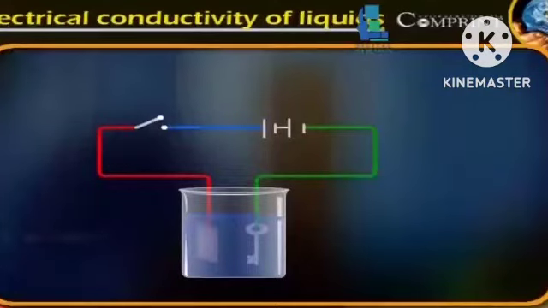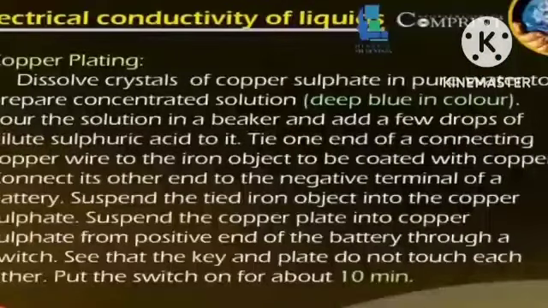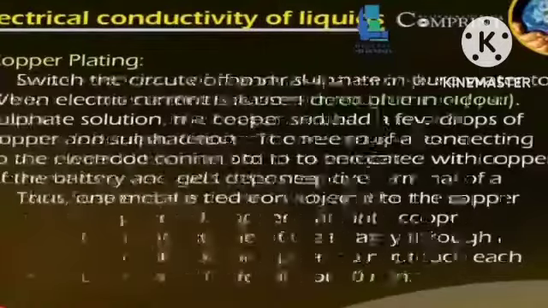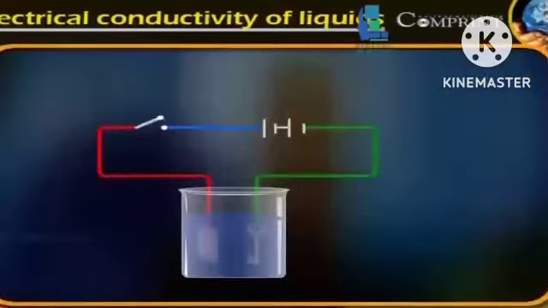Suspend the copper plate into the copper sulfate, connected to the positive end of the battery through a switch. See that the key and plate do not touch each other. Put the switch on for 10 minutes. Switch the circuit off and take the iron key out.